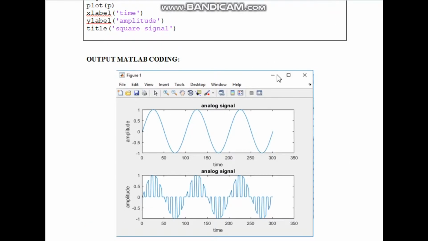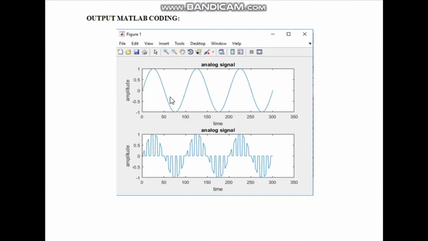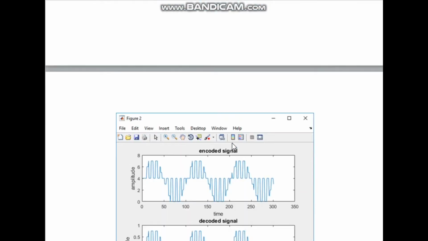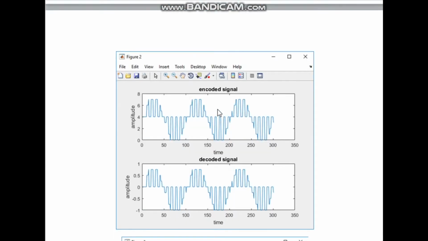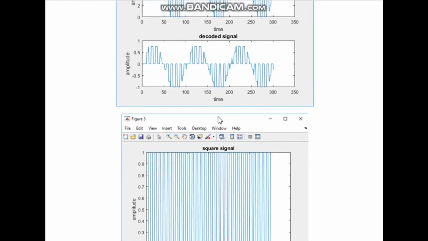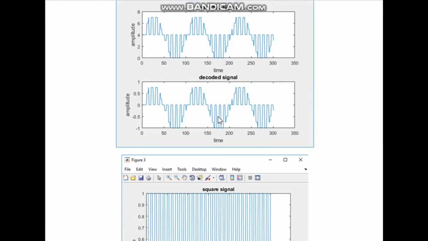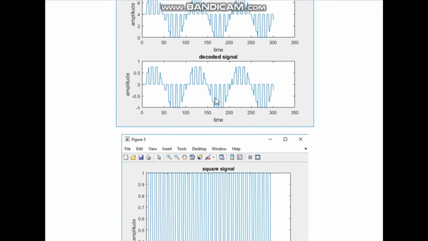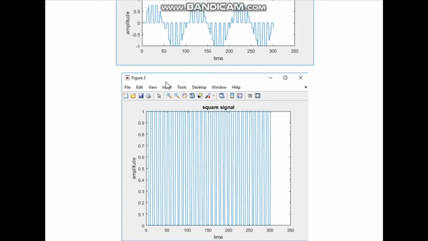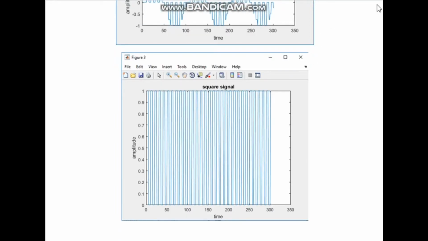From the code, we run it and we get the figures. The first figure is the analog signal, and the second is also an analog signal. The third and fourth are the encoded signal and decoded signal, and the period we get is 100. Figure 3 is the square signal for example 1.